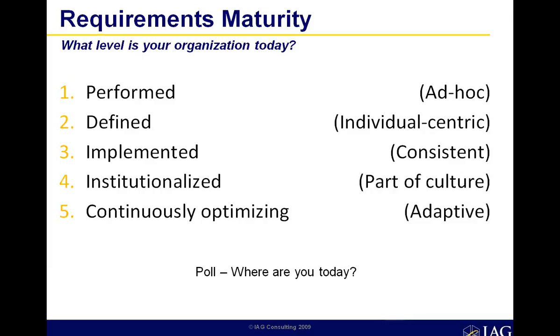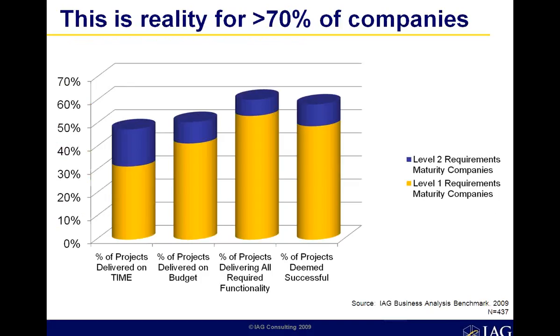Because this is reality for 70% of companies. 70% of companies are what I'll call maturity level 1 or maturity level 2. And the recent study that we did, again, source IAG, it's Business Analysis Benchmark: 70% of companies are level 1 or 2. And what that means is that on-time delivery is about 30%. On-budget delivery, under 40%. Delivering the functionality required, under 50% of projects. Projects deemed successful, under 50% of projects.